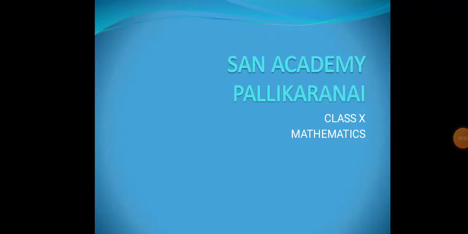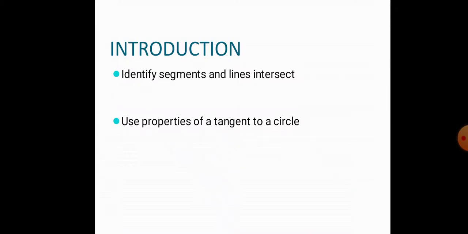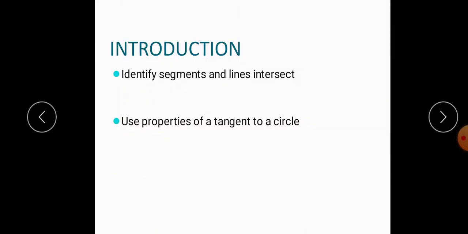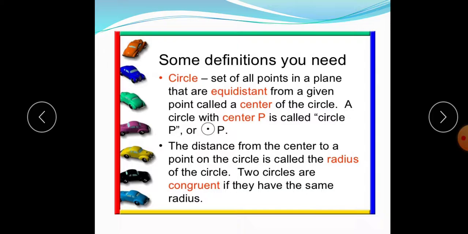We are going to learn a new chapter, circles. Chapter 10, circles, part 1. Let me see what we are going to learn in this chapter. First, identifying segments and lines that intersect a circle and using properties of a tangent. We are going to learn a new word called a tangent, based on its properties. Based on that only we are going to solve this exercise.